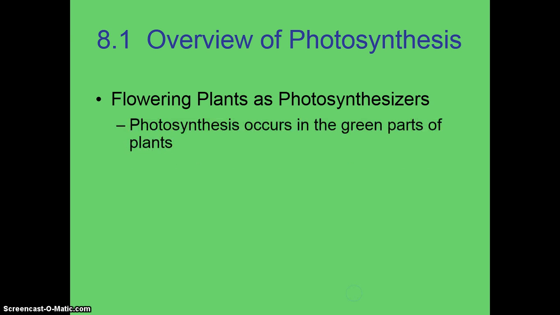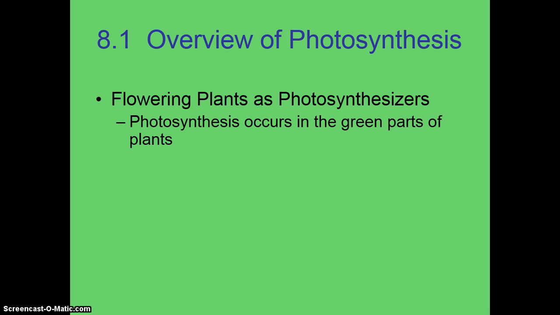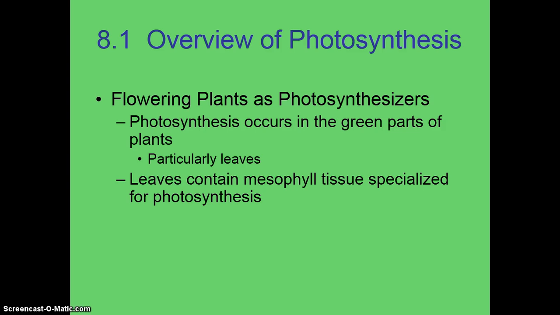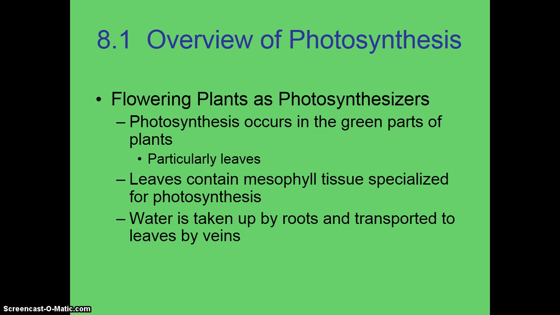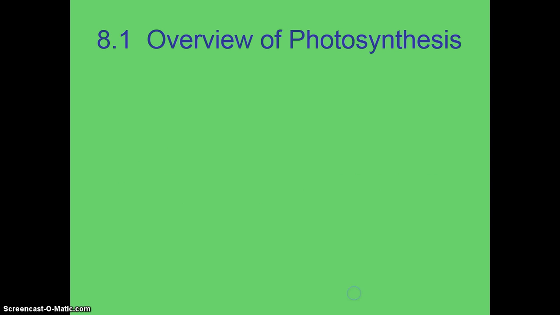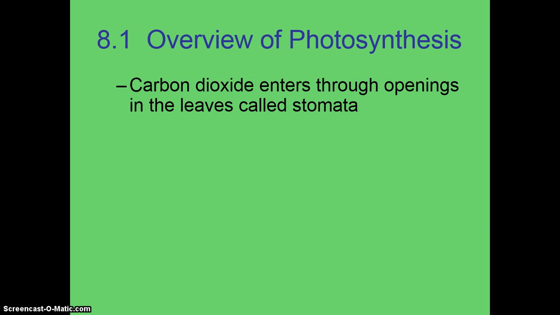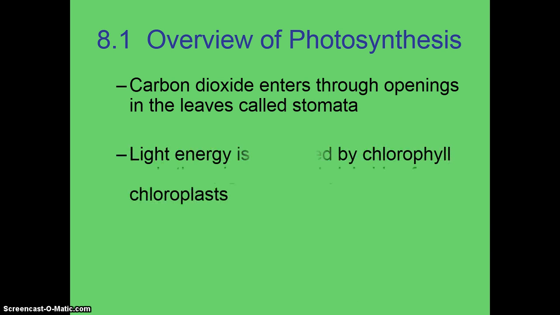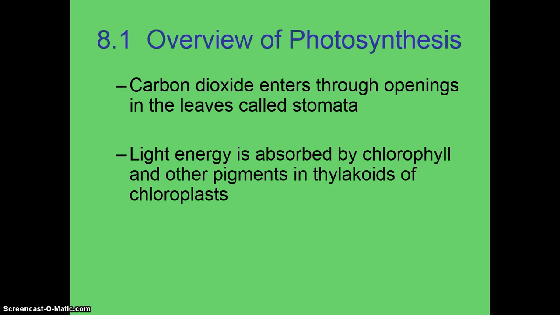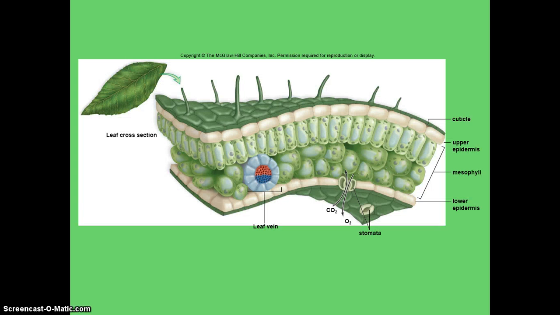Flowering plants are photosynthesizers, and you've known this for a long time. Photosynthesis occurs in the green parts of the plants, particularly the leaves. The leaves contain what's called the mesophyll tissue, whose specialized purpose is for photosynthesis to occur. Water gets taken up by the roots and taken to the leaves through veins in the leaves. Carbon dioxide enters through these openings in the leaves called the stomata that are surrounded by guard cells. Light energy is absorbed by chlorophyll and other pigments in the thylakoids of the chloroplast. We'll take a look at what these things look like just to review real quick.